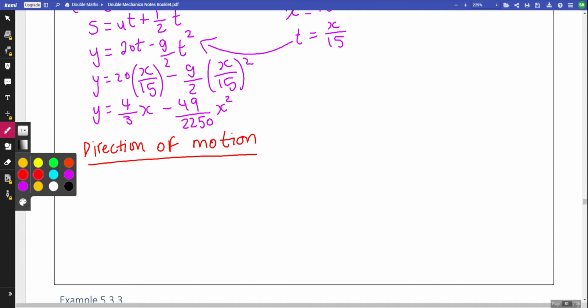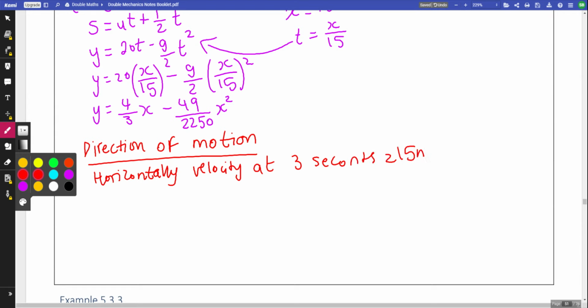Now for the direction of motion, we know that horizontally the velocity never changes because horizontally there is no acceleration or deceleration. So horizontally, final velocity, so velocity at 3 seconds, is still 15 meters per second. Vertically, however, it's not. So we have to consider what velocity is vertically when t is 3.